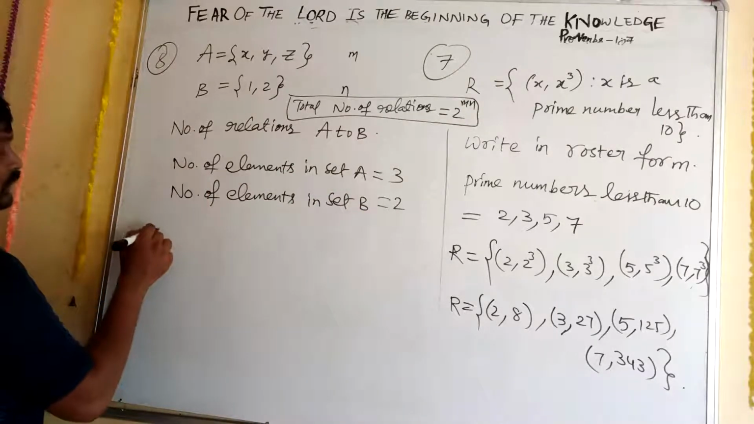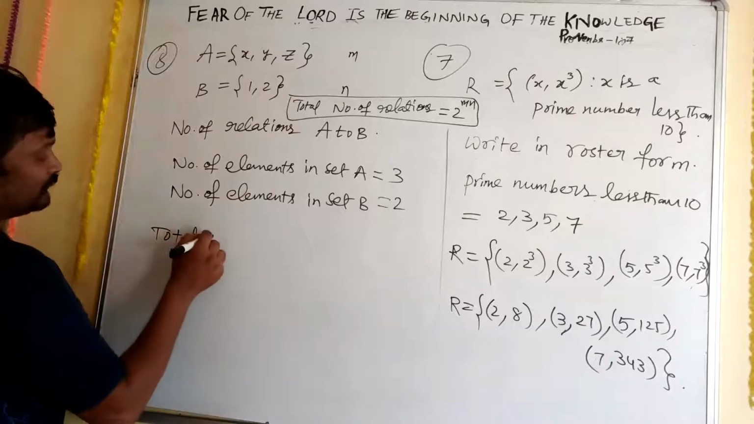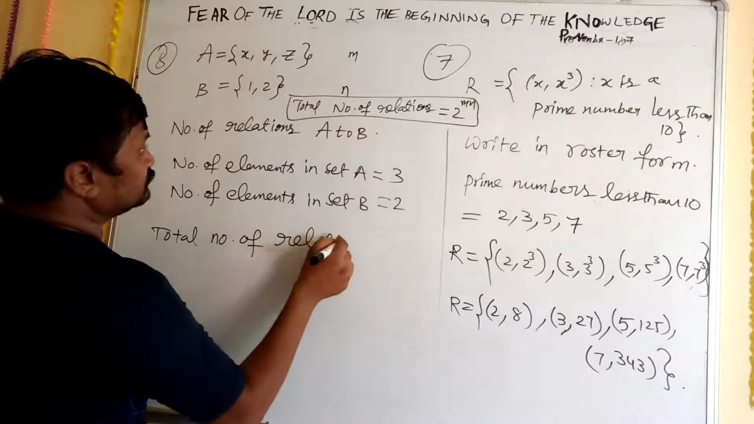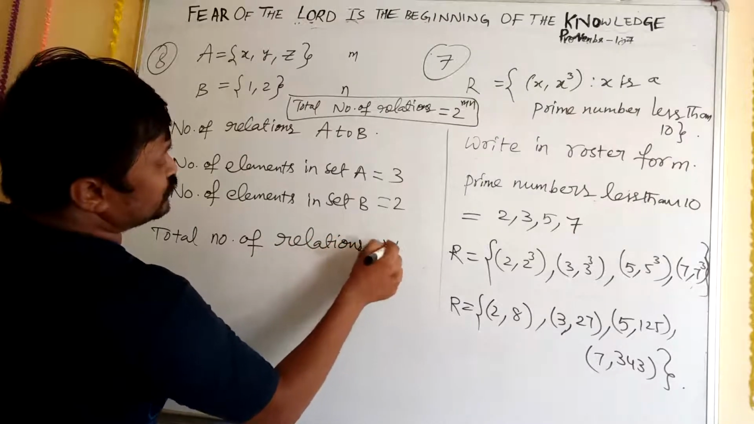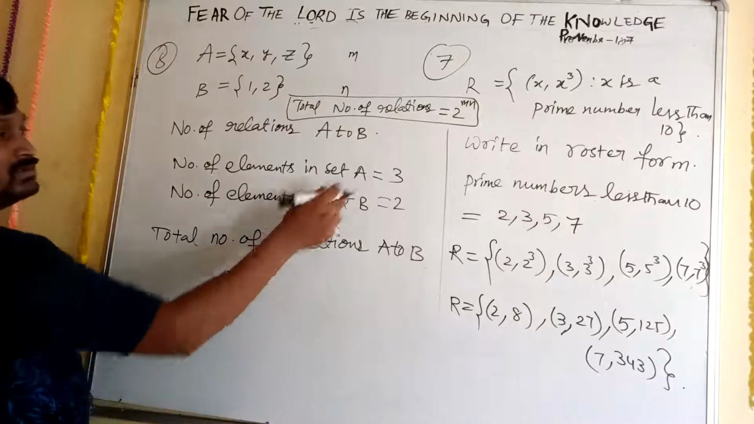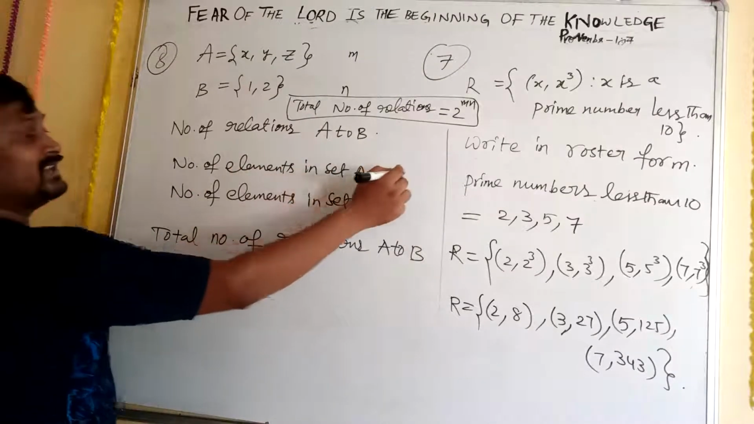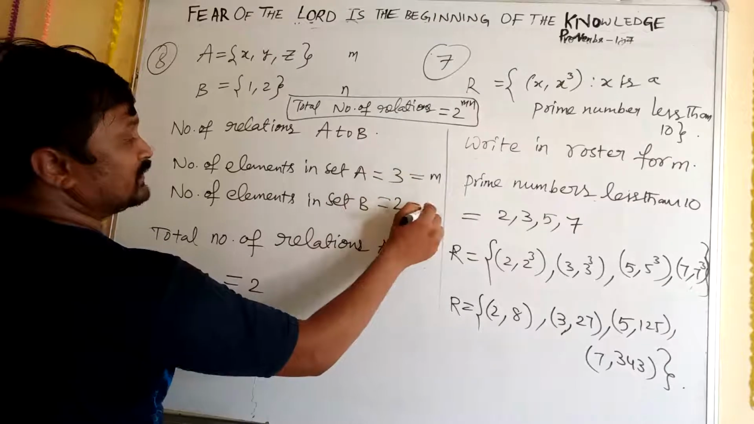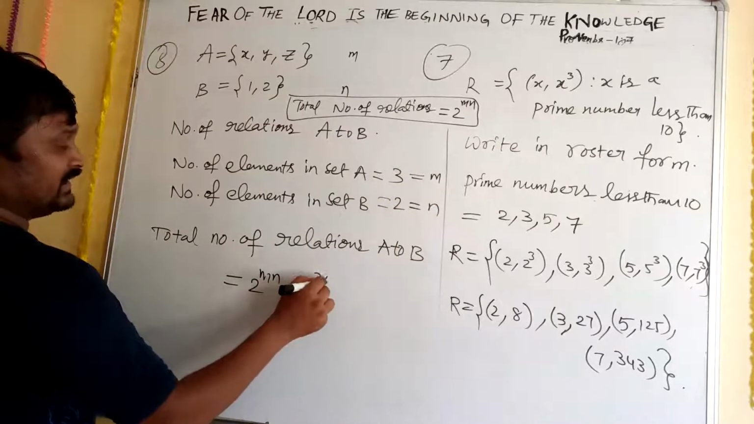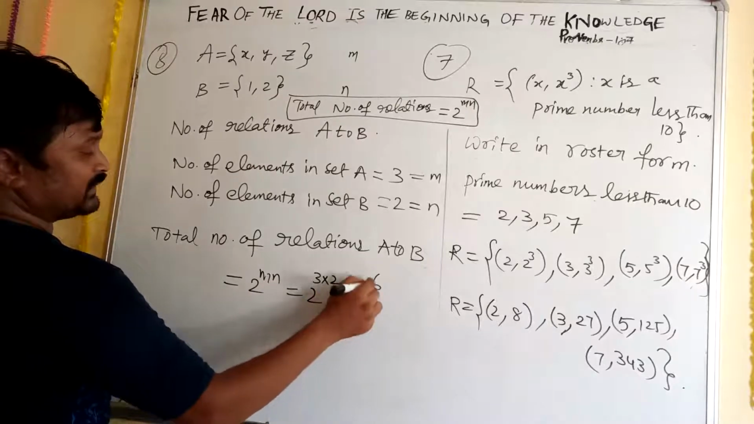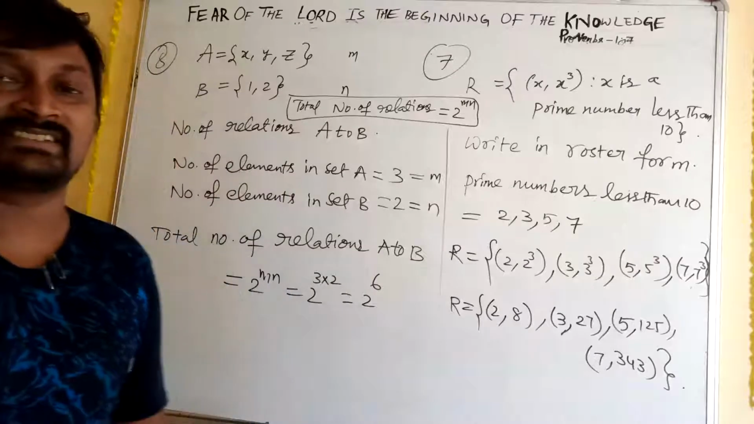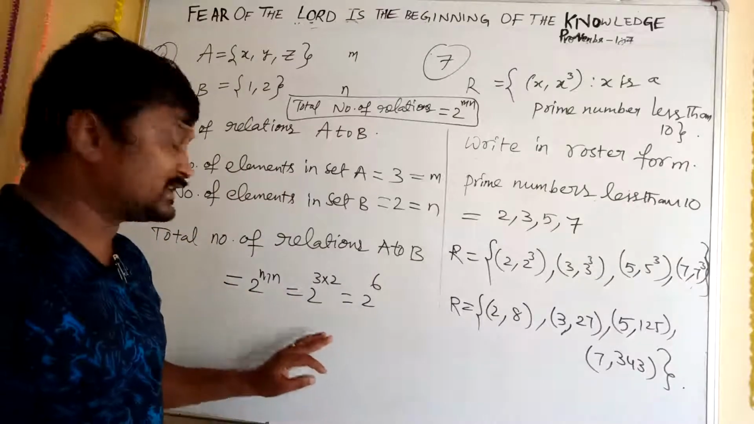So now the total number of relations from A to B is equal to 2 power mn, where m is the number of elements in set A and n is the number of elements in set B. That is nothing but 2 power 3 into 2, that is 2 power 6. So that many relations are possible. I hope you all understood this.